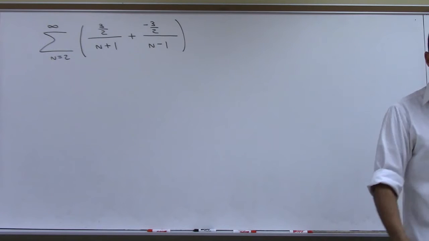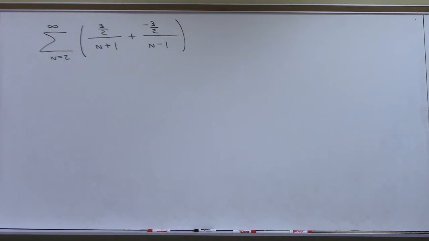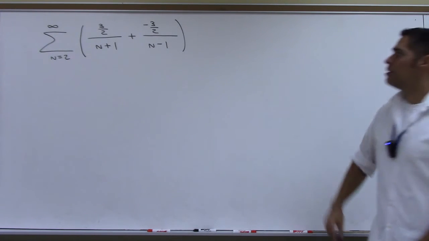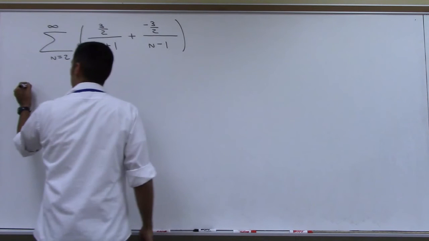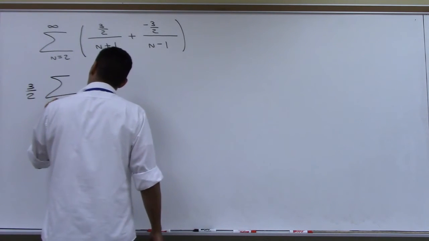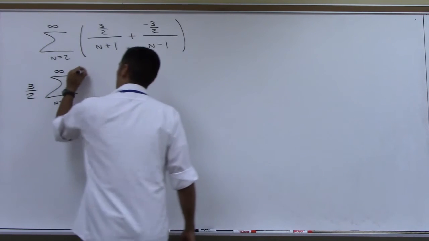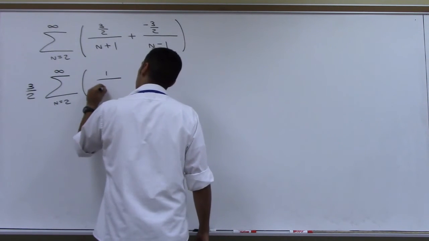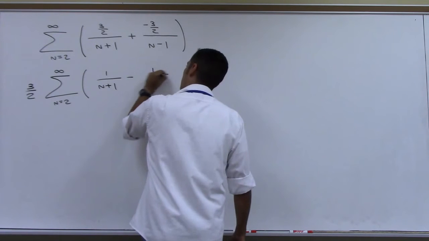And I can start working with that right there. Now I'm going to change it a little bit because I noticed that both numerators have 3/2. And I'm going to factor 3/2 out, and I'm going to pull it out of the sum. So I'm actually going to have this. 3/2 comes out of the sum, n equals 2 to infinity. And then what's left in here is 1 over n plus 1 minus 1 over n minus 1.